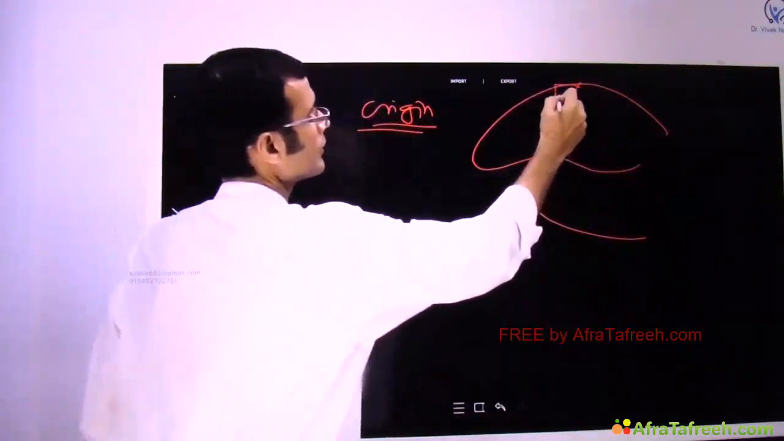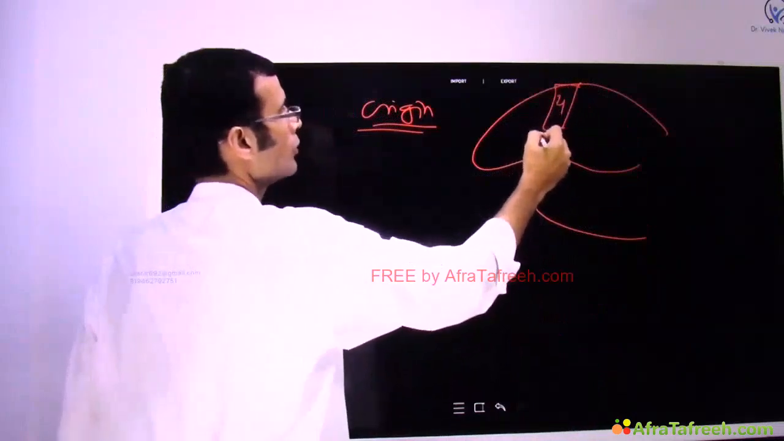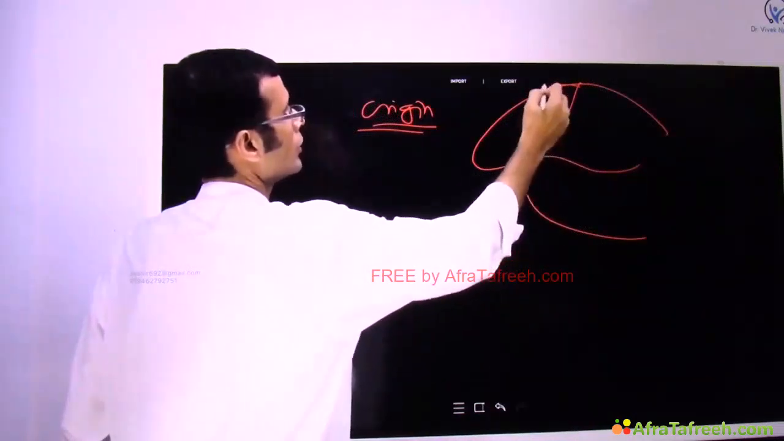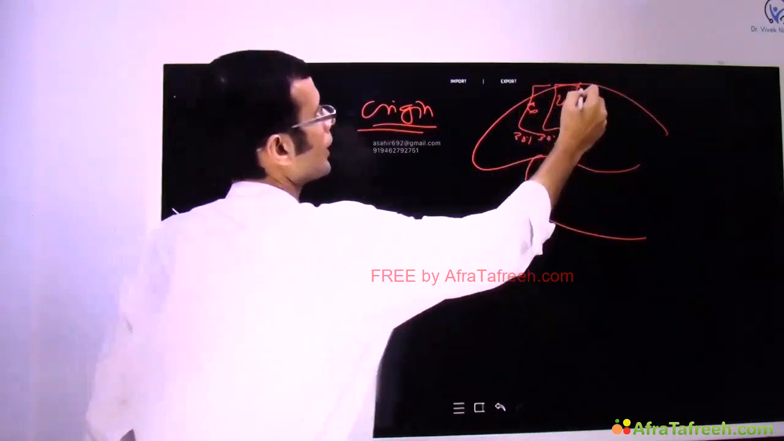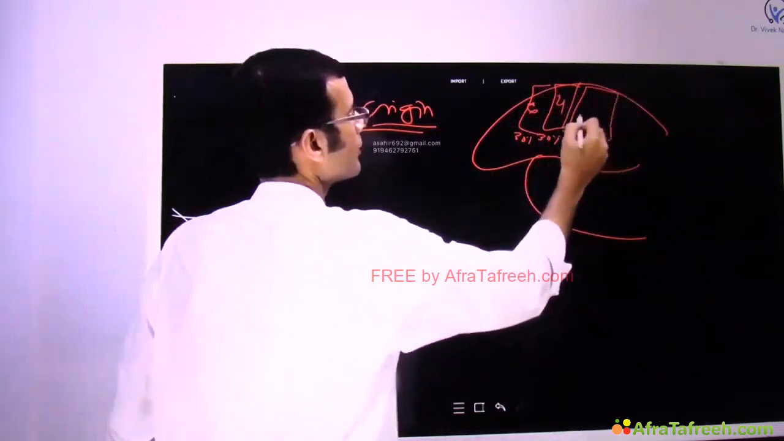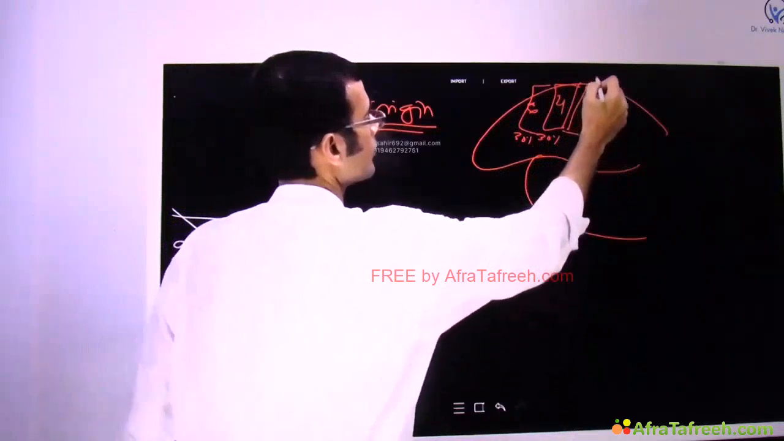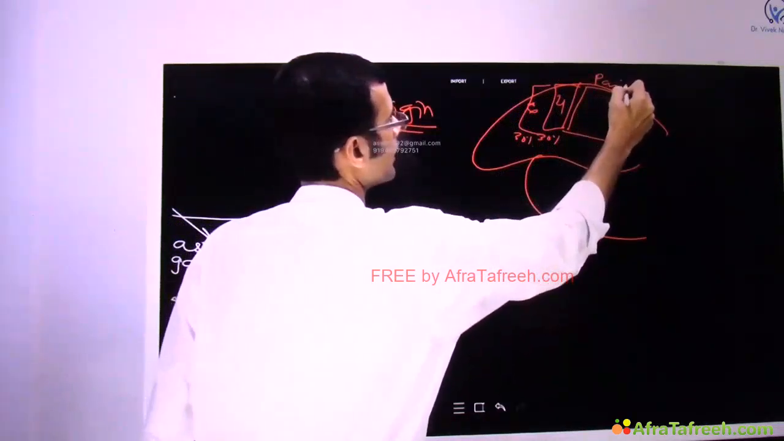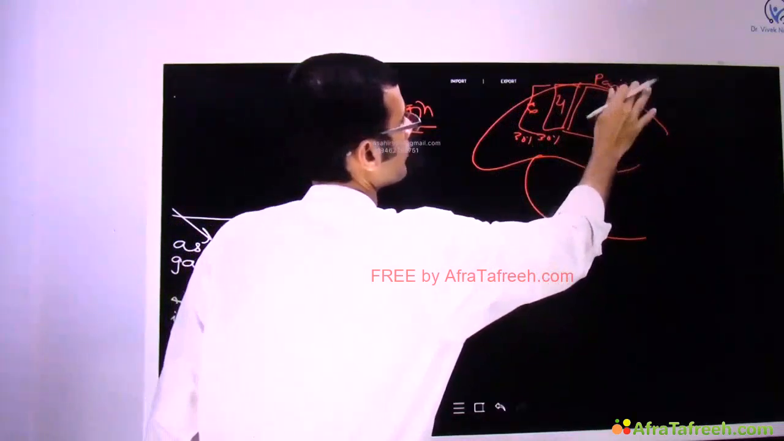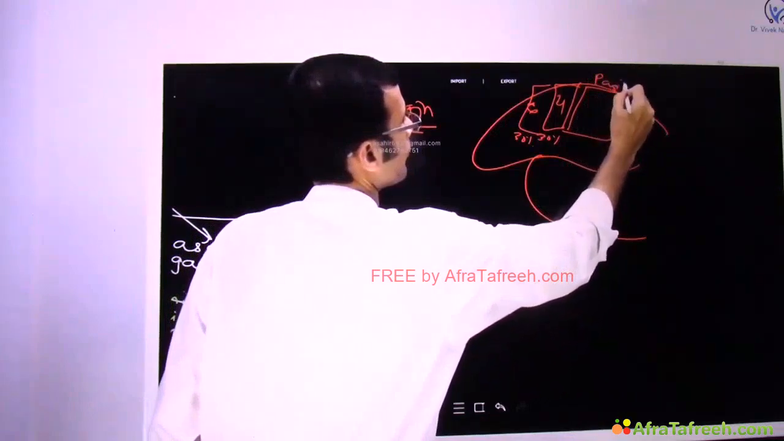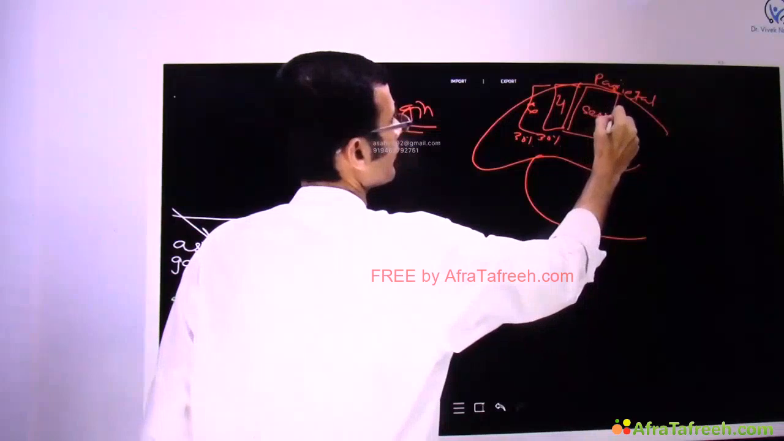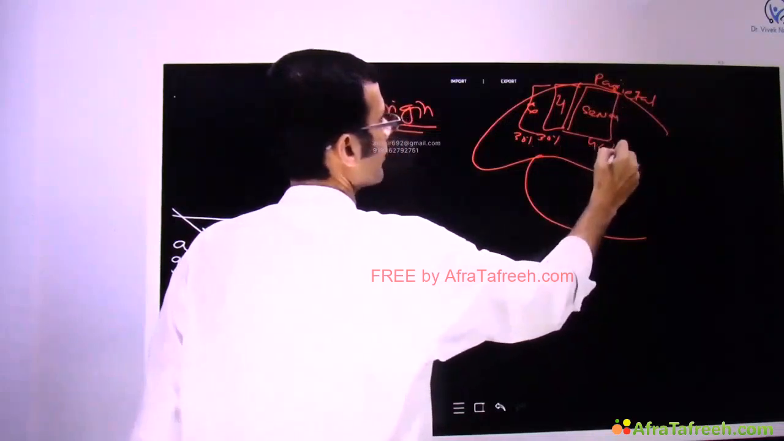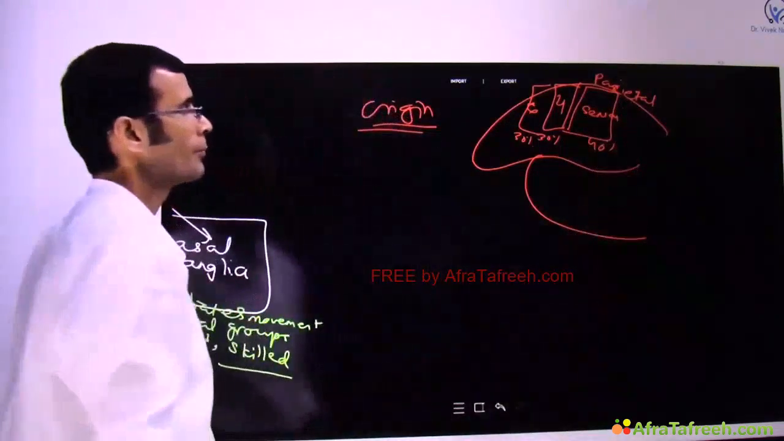30% fibers start from area 4, 30% fibers start from area 6, and 40% fibers start directly from the parietal lobe, the sensory cortex. So 30, 30, 40.